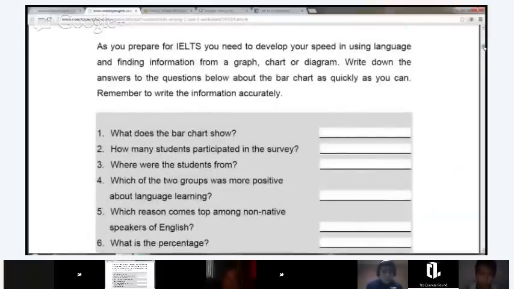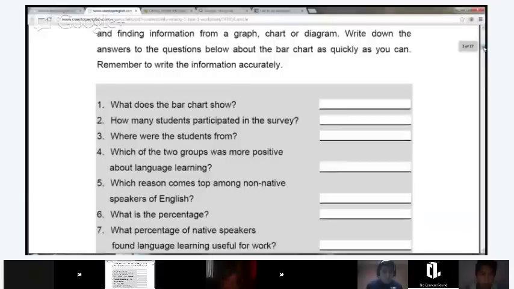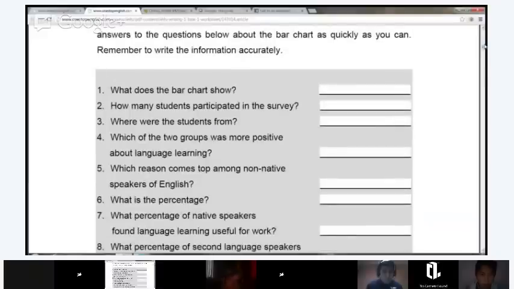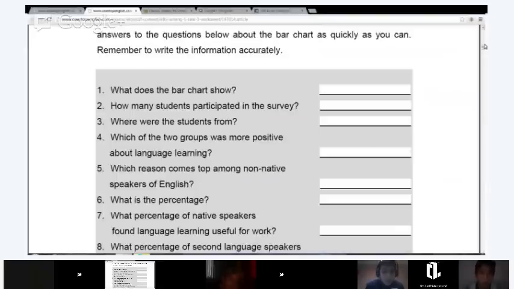What I want us to do as a group is turn the answers to these into a text. I think the best way to go about this would be to write it on the whiteboard behind me as you guys are coming up with the sentences, and then we'll look at what we've come up with at the end. So let's start with which of the two groups was more positive about language learning. What was the answer for that? Non-native speakers. So can someone give me a sentence explaining that piece of information?